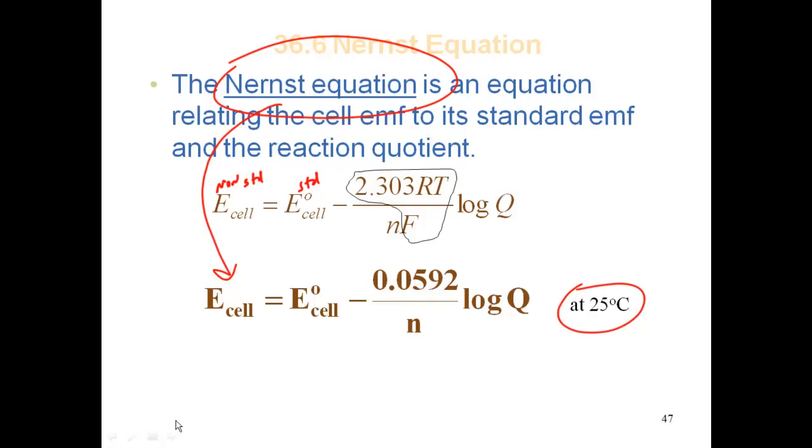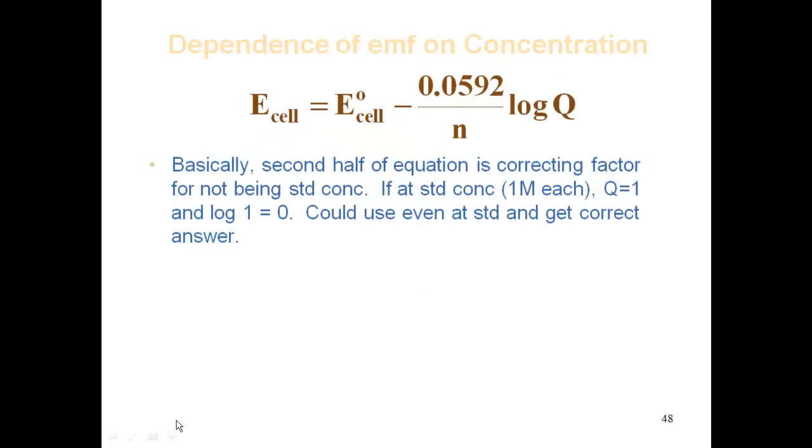So this is the equation you use if it's a non-standard cell. You figure out your potential for your standard cell and then use the Nernst equation to calculate the E of the non-standard. Basically that second half of the equation is a correcting factor. So the E of the non-standard cell equals the E of the standard cell with this correcting factor attached.